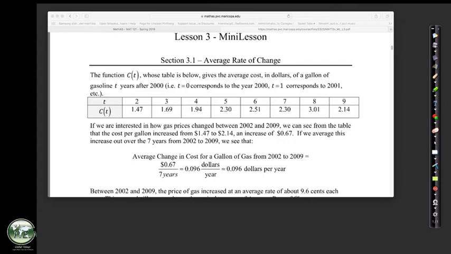But in this case, what they want from us is, if we are interested in how gas prices changed between 2002 and 2009, they're kind of working it out for us. What they're looking for is the average change. And so if it started in year 2000, then year 2 is 2002. Would you agree with that? Okay. And the 9 year must be 2009.